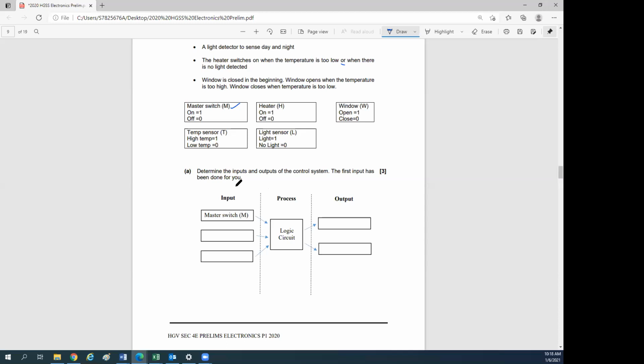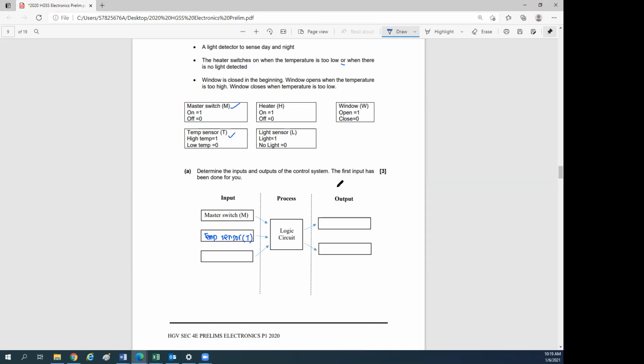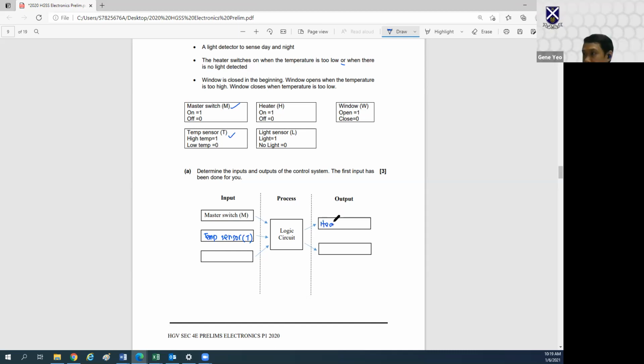Input. Very good. So let's write temperature sensor, and this is capital T. So we are done with this. Heater. Now let's ask CJ. CJ, where do you think the heater should be? In the Output. Input, output. Very good. So this is the heater. So we are done with this.